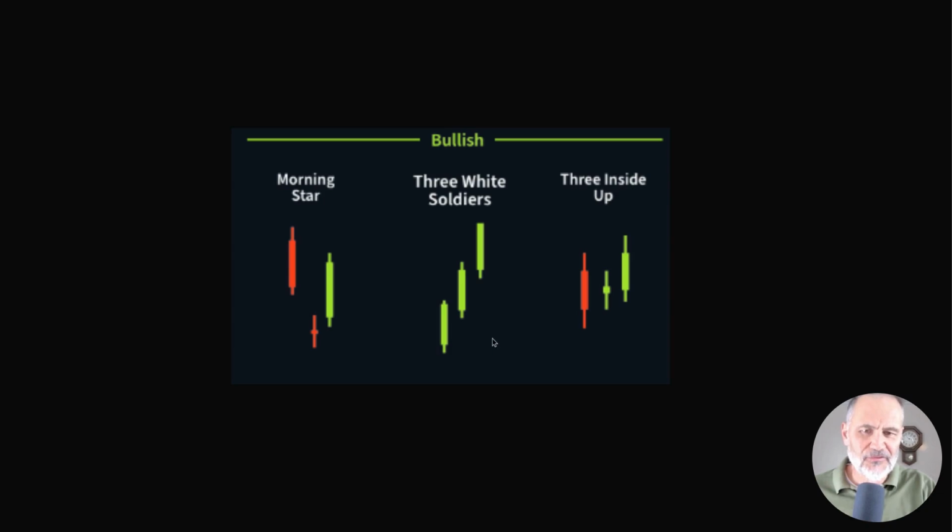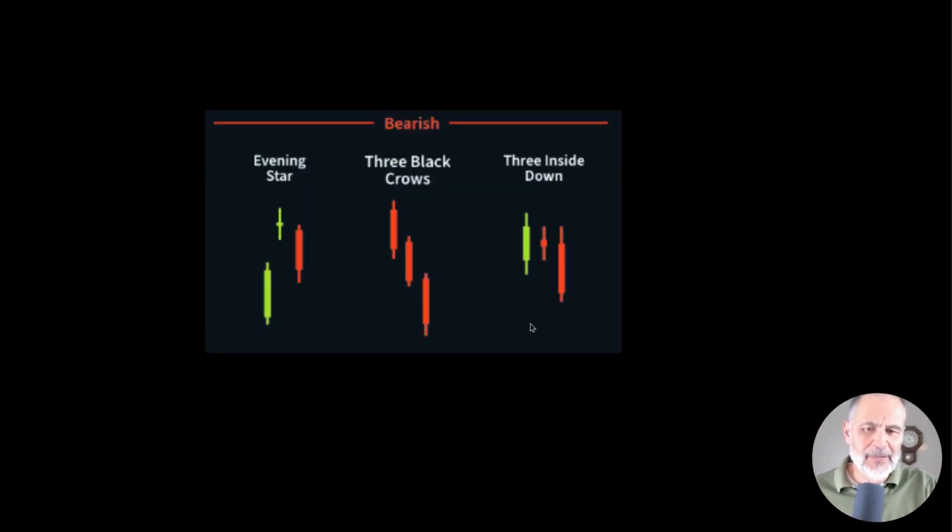3 white soldiers is where you get 3 healthy green candles in a row with higher and higher closes. This is a strong sign a reversal has taken place from the bearish pattern and that buyers have retaken control. 3 inside up is where the red candle is followed by 2 green, with the second one closing higher than the original red candle's open. Again, the bearish versions of those are the inverse, with fun names like Evening Star and 3 Black Crows.